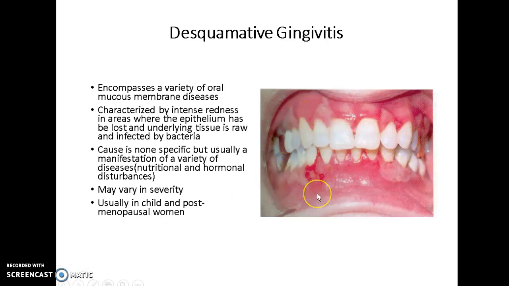So females are affected by this more frequently than males, and it is an extremely painful condition that, once the hormones and the nutritional issues are taken care of, usually is taken care of.